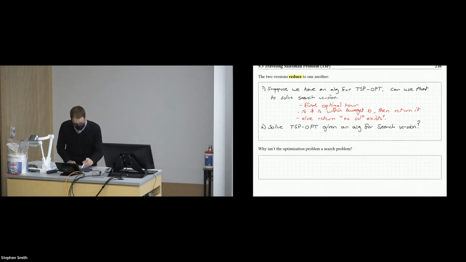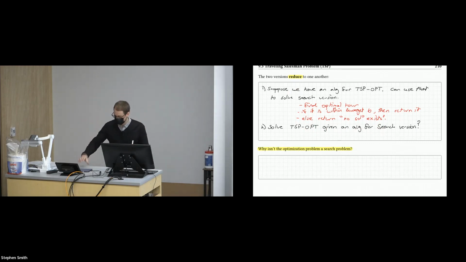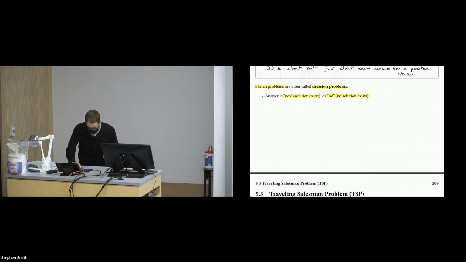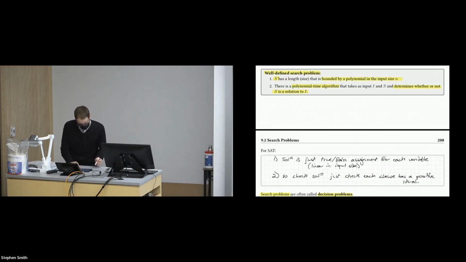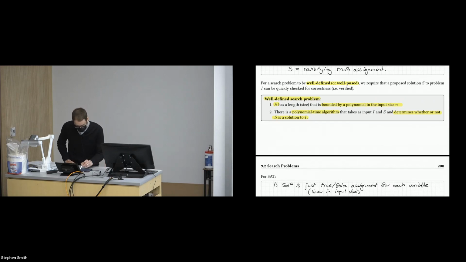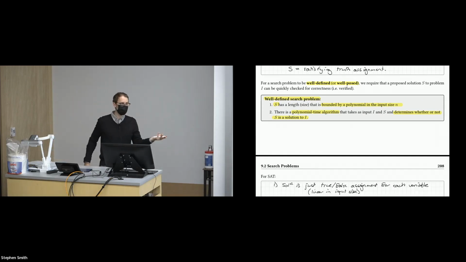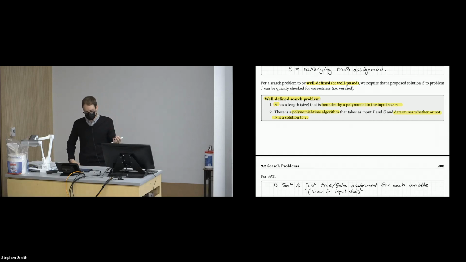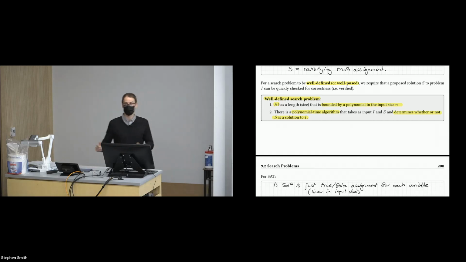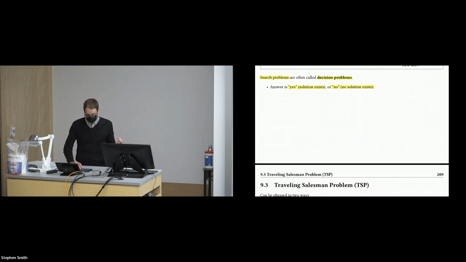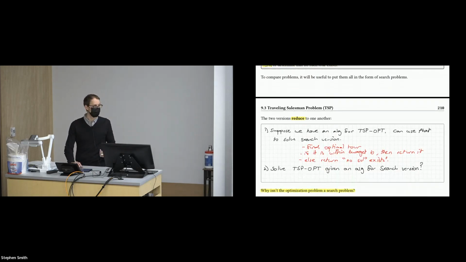And then the other thing, which I already kind of said in words, is why isn't the optimization problem a search problem? It's exactly because, let me go back up to here, we needed number 2 to be satisfied. There is a polynomial time algorithm that takes as input the graph in this case and the tour and determines whether or not it is an optimal solution. But in the case of TSP, that would be just as hard as solving TSP.